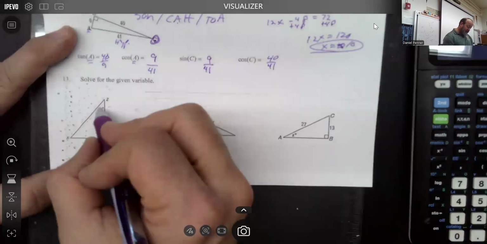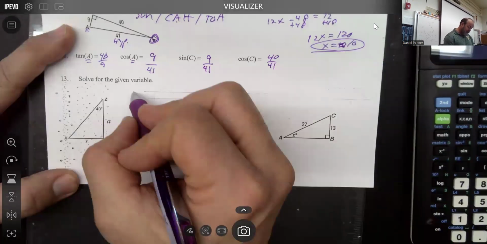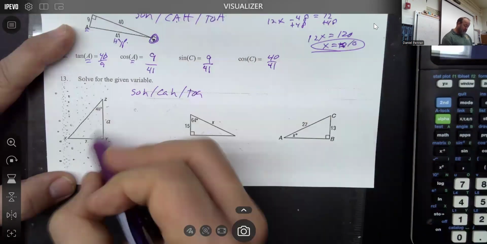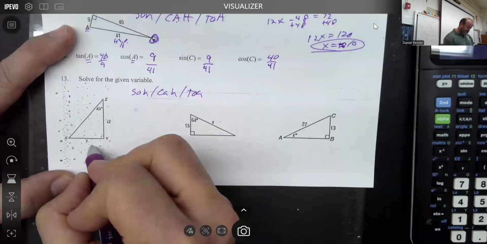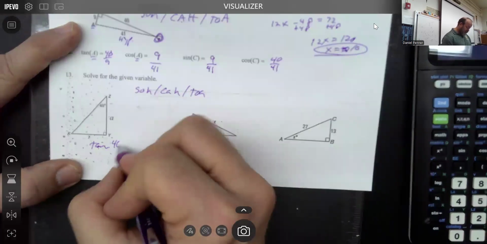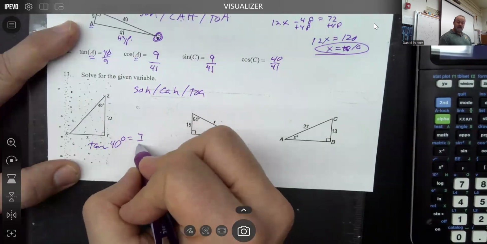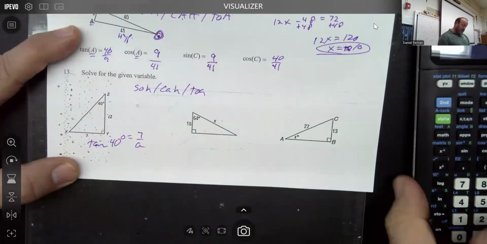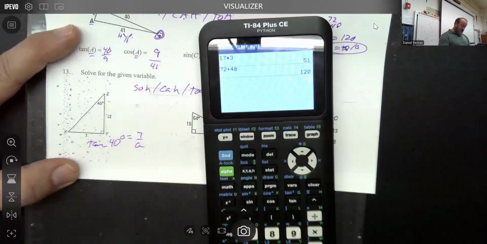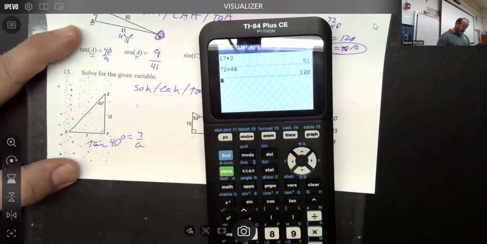So notice the hypotenuse is not used in this problem. I never had a hypotenuse, so it can't be a sine or a cosine. It has to be a tangent. So the tangent of 40 degrees, remember, is defined as the opposite over the adjacent. Now, this is a little bit of a bummer because when we do the tangent, notice the variables on the bottom. That's not my favorite thing.